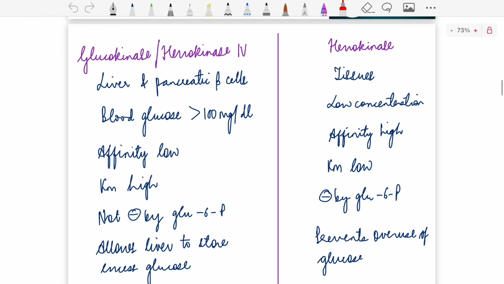It will fetch you some extra marks and will leave you a good impression.